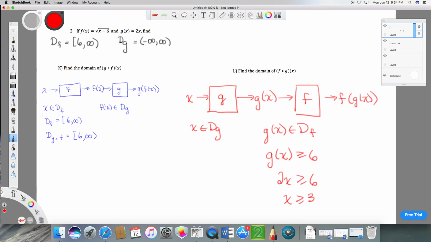So although g doesn't have any restrictions at all, f does have restrictions. And in order for this output of g to be 6 or bigger, the input into g has to be greater than or equal to 3. So our domain for this function composition is 3 to infinity.